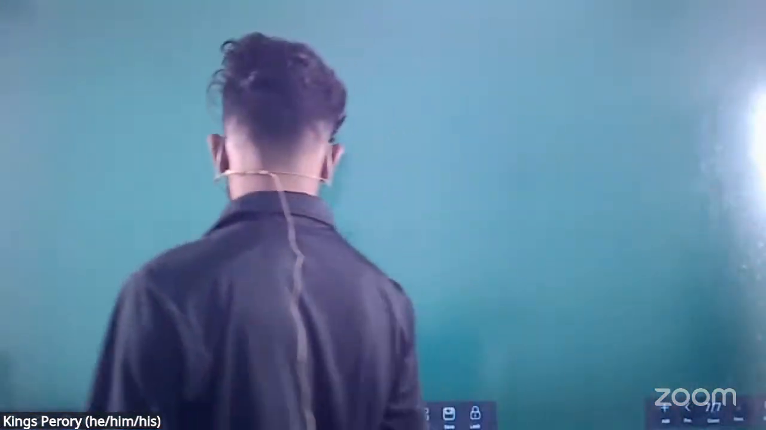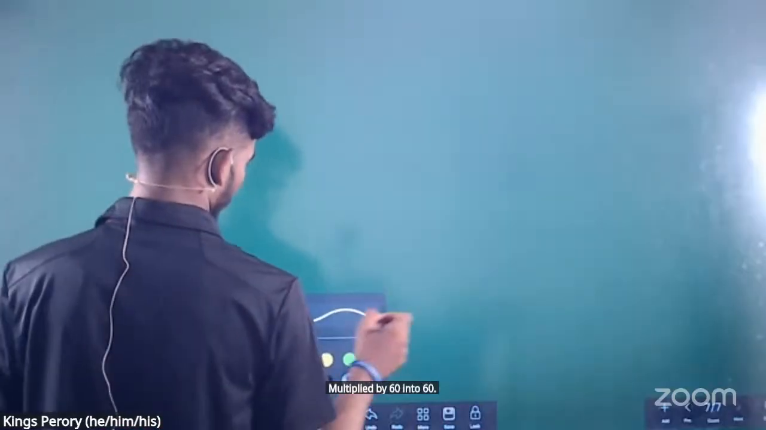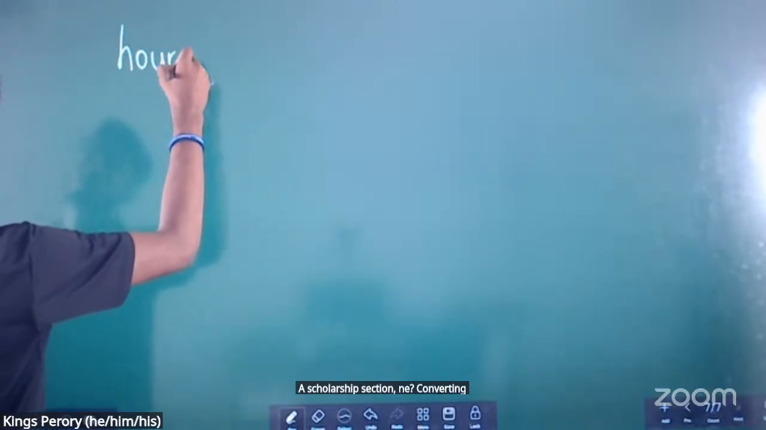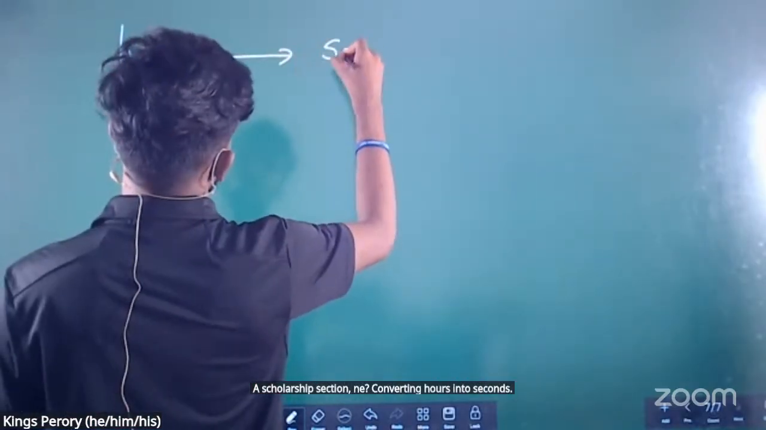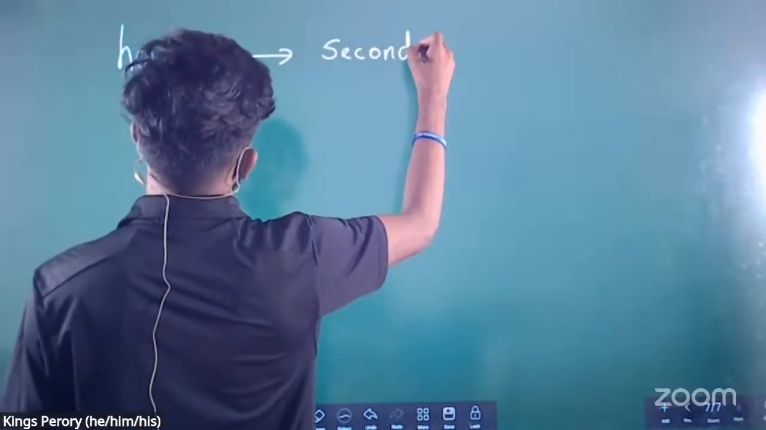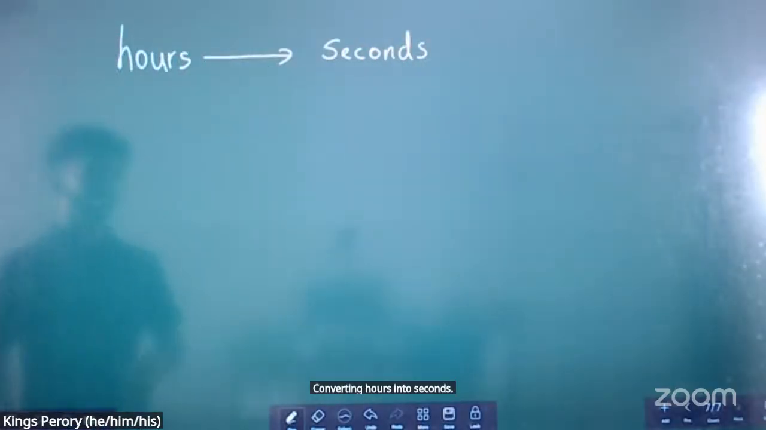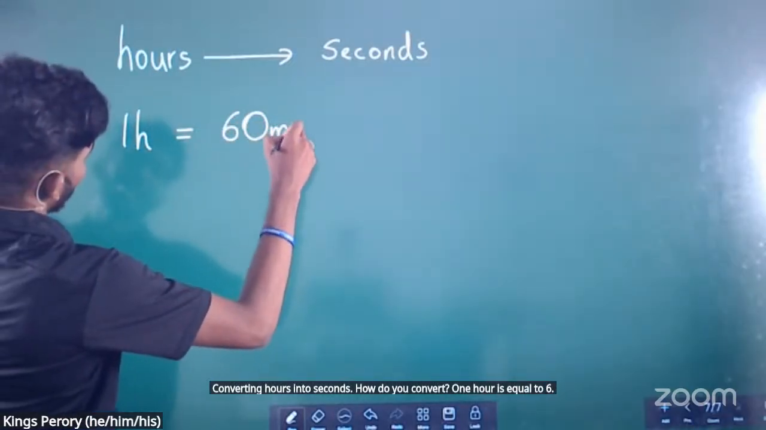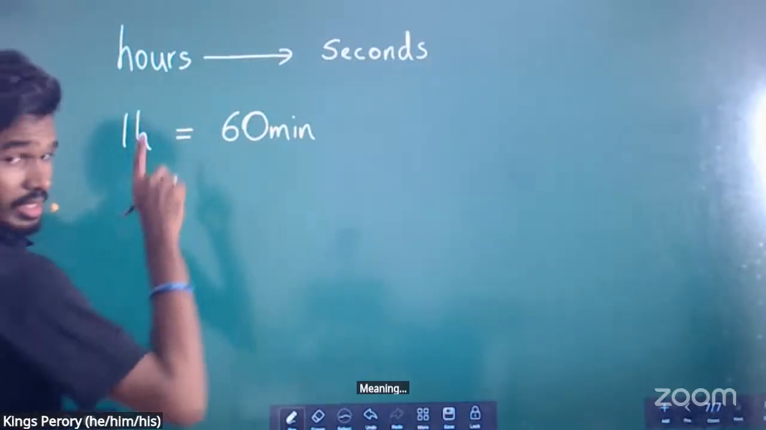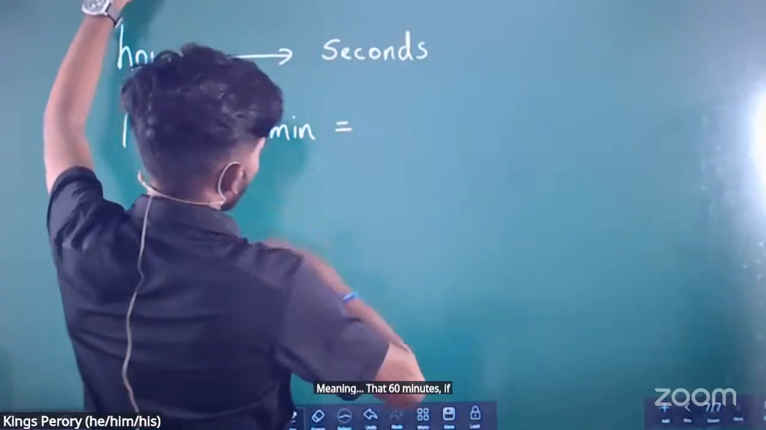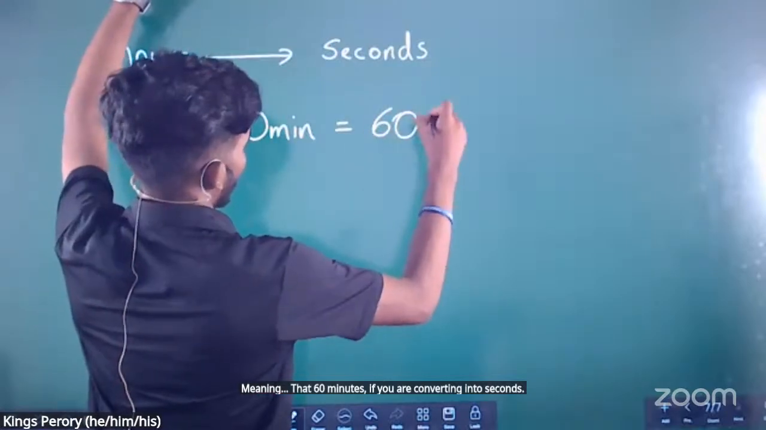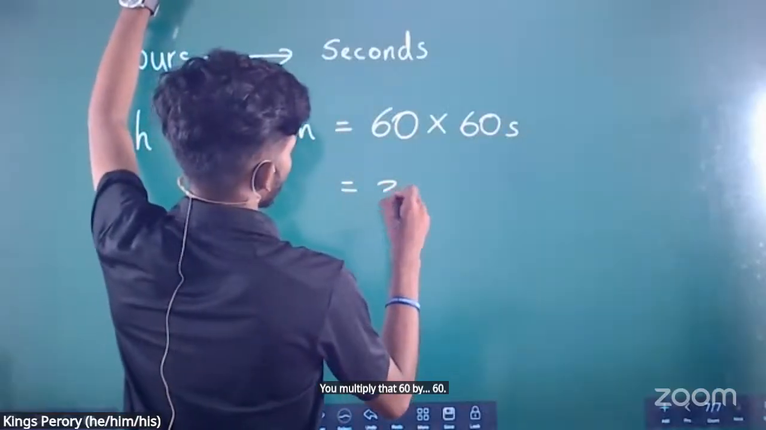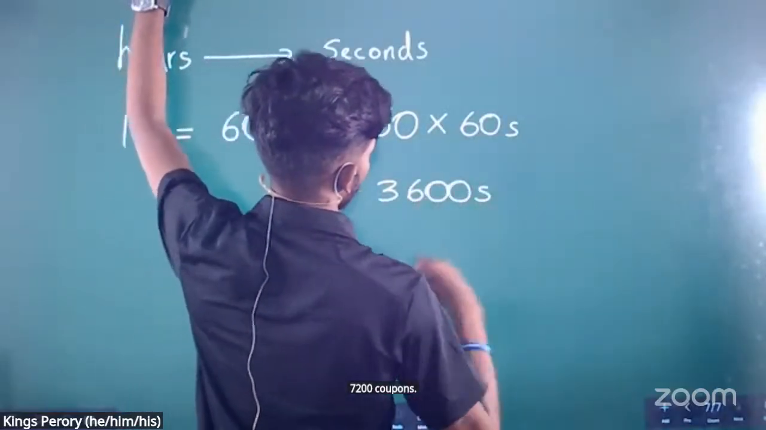Multiply by 60 into 60. Converting hours into seconds, how do you convert? 1 hour is equal to 60 minutes. If you are converting that into seconds, you multiply 60 by 60. 60 into 60, how much? 3600 seconds.